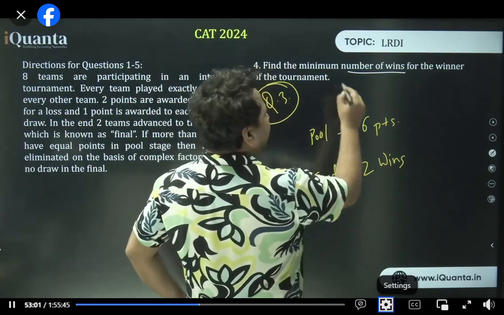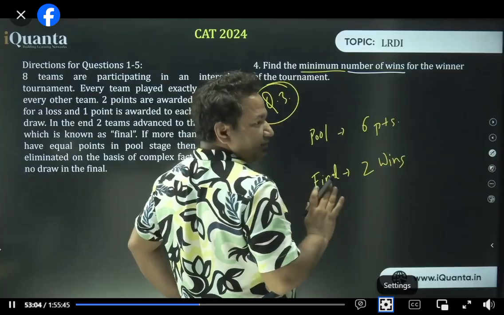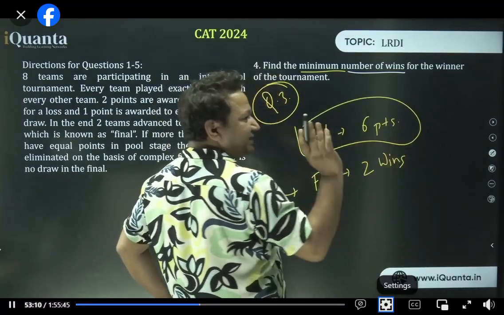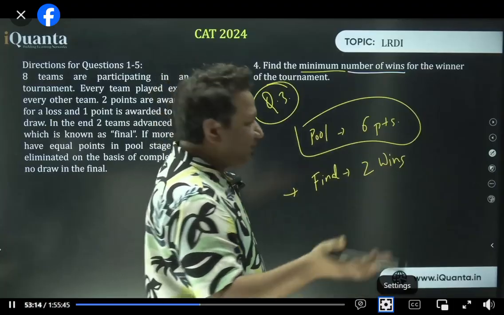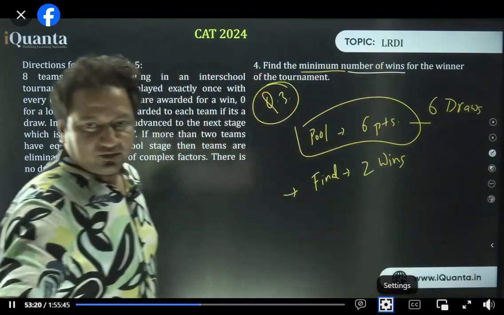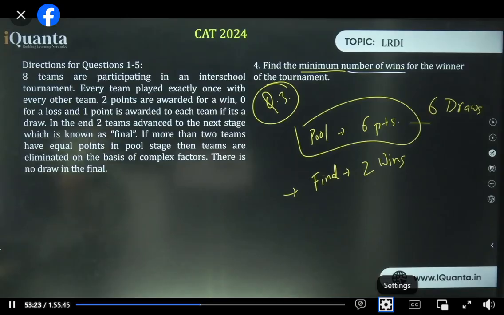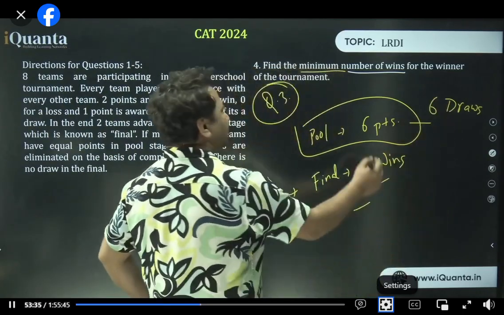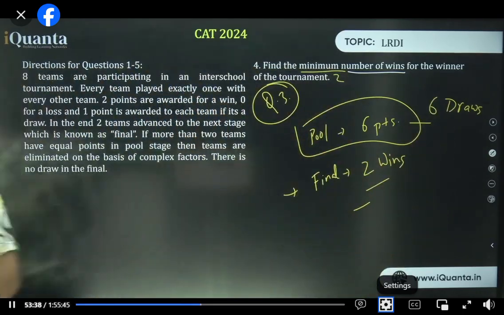Now we have to minimize the number of wins. That means somehow we cannot minimize it here. Minimize it here. So to get 6 points, it's not necessary to win 3 matches. It is possible even after all 6 matches are draws. But someone suggested earlier also, what if everything is draw? I said it's okay. Then also things will be the same. All right. So 6 draws, that means 0 wins in pool stage, only 2 wins. So answer is 2. Clear?